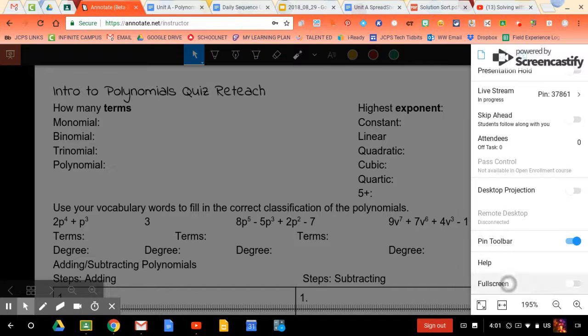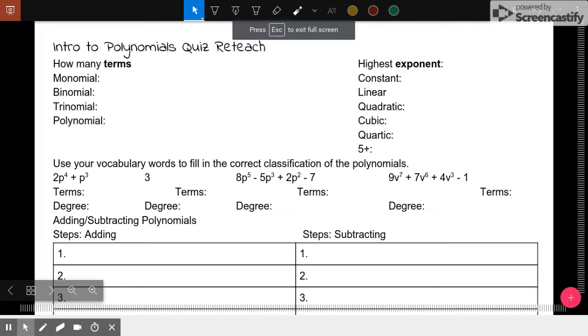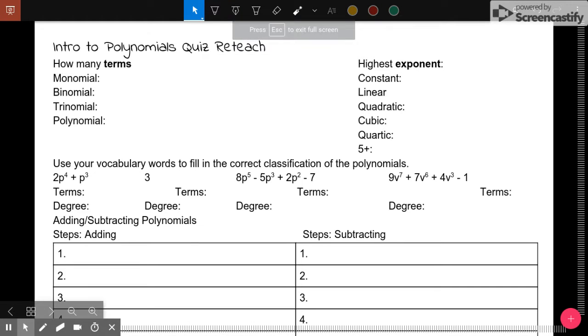Okay, today we're going to review the information over polynomials. We're first going to go over the terms and then the degree, and then we'll go over some examples and talk about adding and subtracting polynomials. So first off, whenever we talk about classifying terms, the terms is how many terms are in a polynomial.